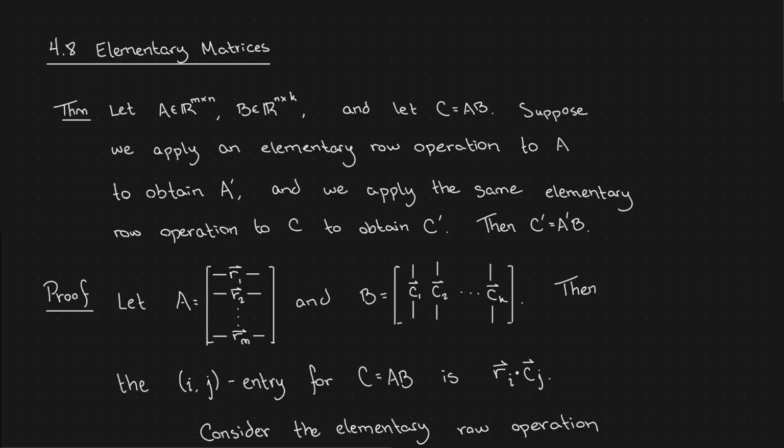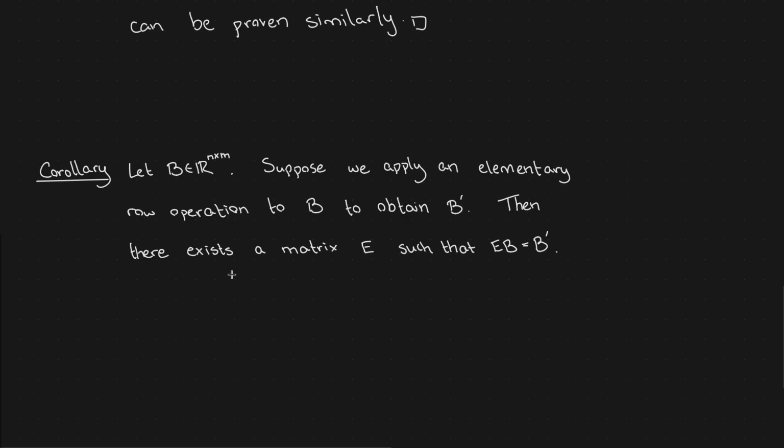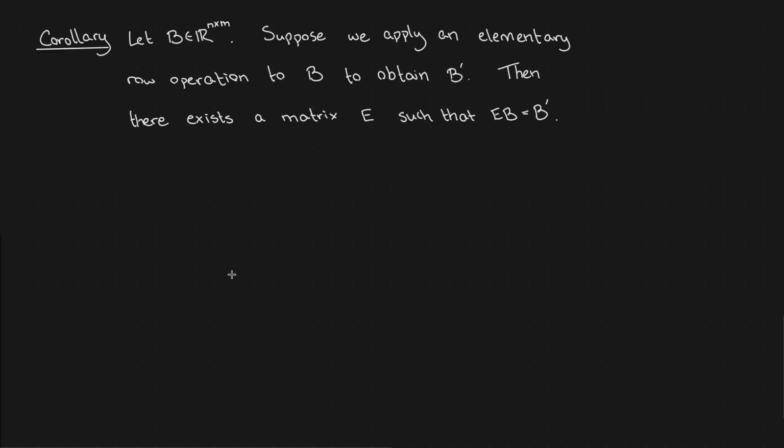So we've just proved this very interesting theorem about matrix products and applying elementary row operations to them. But the real result that we're going to be interested in this section is a corollary to that main theorem. Now, a corollary is like a little theorem that follows pretty much immediately from a bigger theorem. Now that we have that big theorem out of the way, this result is going to be pretty straightforward and easy to prove.